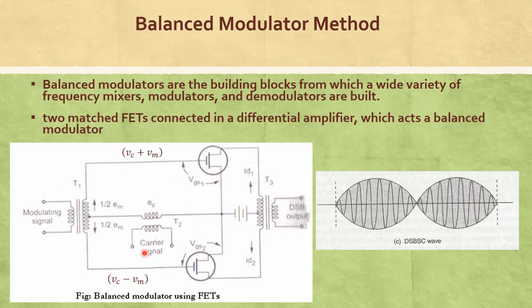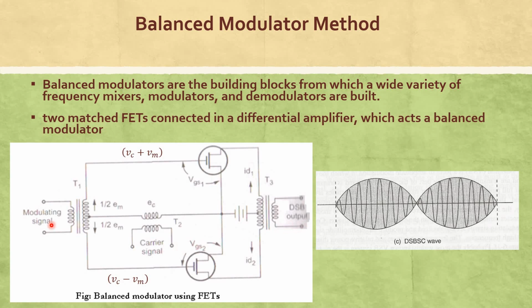So we apply this carrier signal through this center tapped transformer. Both the gate voltages V_GS1 and V_GS2 are equal. So the potentials across the corresponding gates are equal. The net output of the field effect transistors, I_D1 and I_D2, are equal but opposite in direction, so the net output is 0. Then we can conclude that while applying only the carrier signal, it is completely removed.